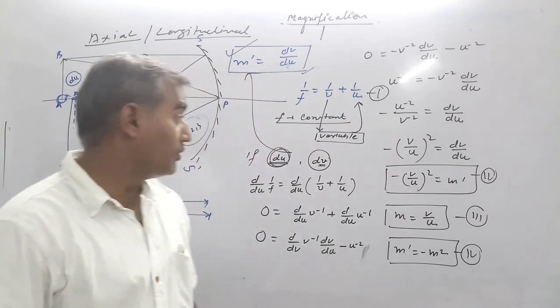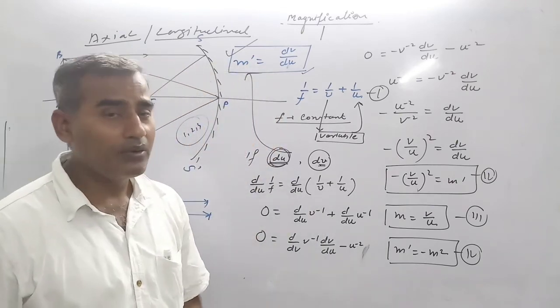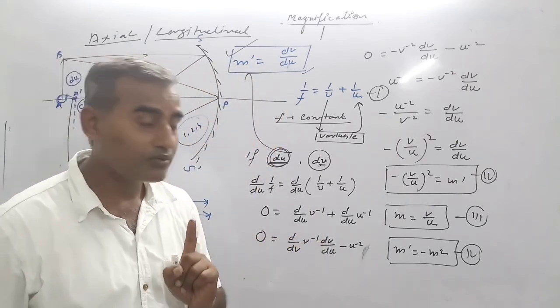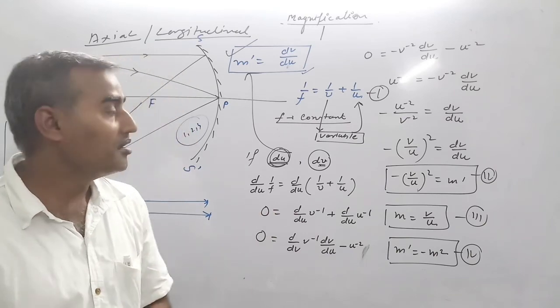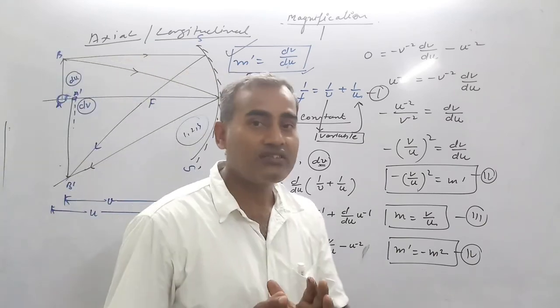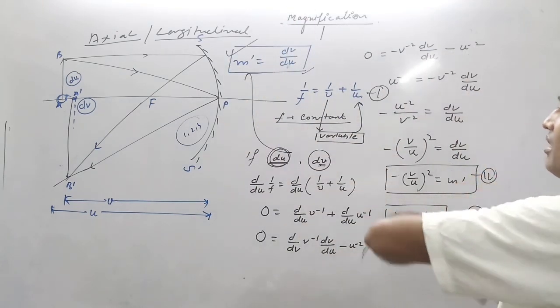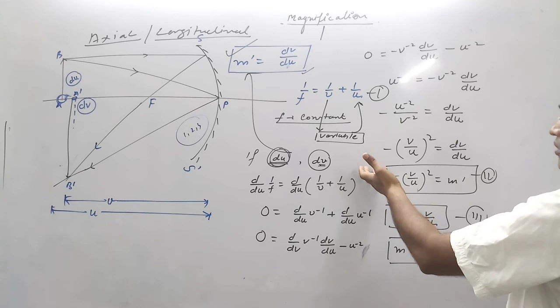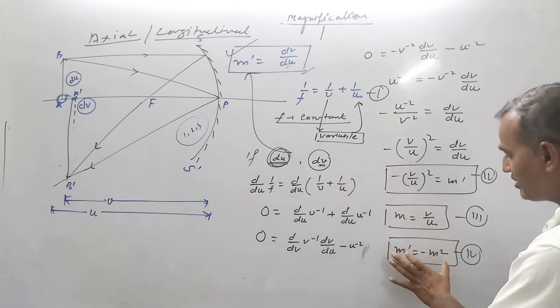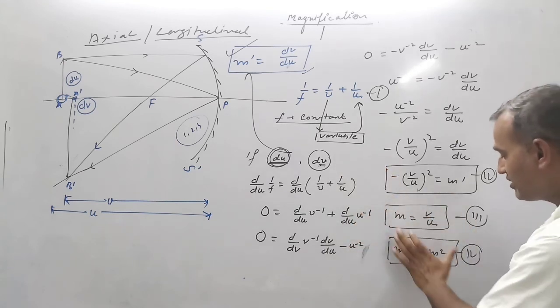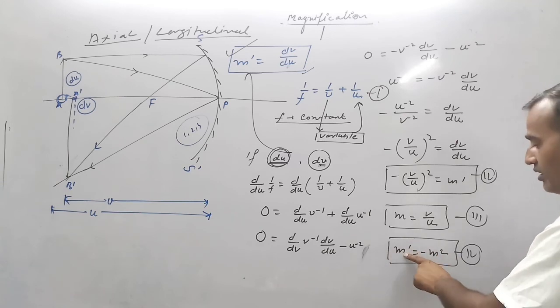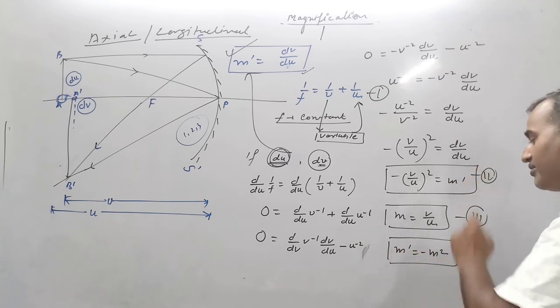And now in our next video we will discuss the surface or aerial magnification. Here I gave the expression for axial magnification and established a relation between linear and axial magnification. Finally we got it: m dash equal to minus m square.